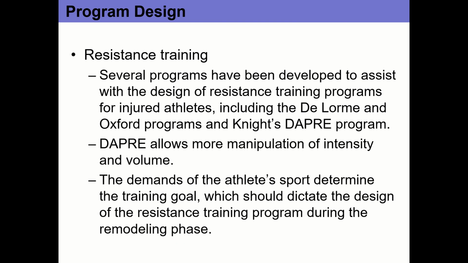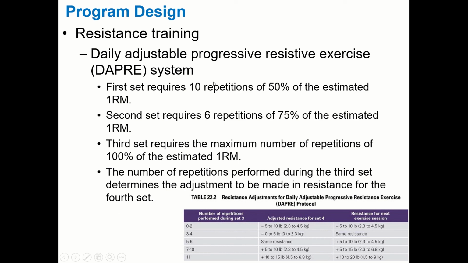Program design stuff. So they talk about this DAPRE program, which is pretty similar to the DeLorme program. It just adds an additional set, and then it doesn't use a 10 rep max, it uses a 1 rep max. So there's another little wrinkle there, but it is pretty similar to the DeLorme program. So basically what you do is you do 10 reps at half of what you estimate their 1 rep max to be. So if you estimate that they can lift 100 pounds, you have them do 10 reps at 50 pounds, 6 reps at 75 pounds, and then the third set is, okay, I think you can do 100 pounds. I think that's your 1 rep max. Let's see how many you can do.